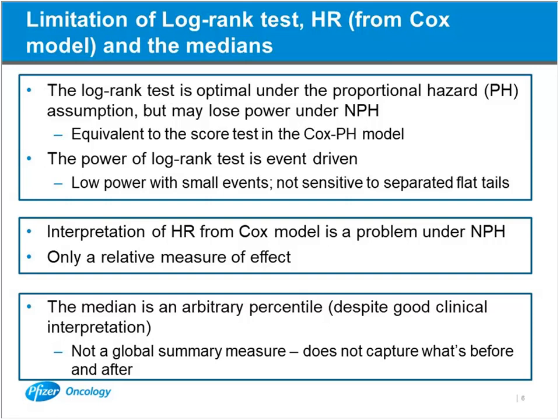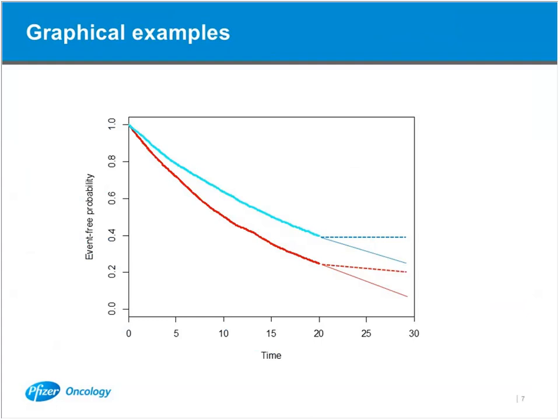The interpretation of hazard ratio from the Cox model is not easy when the proportional hazard assumption is not true. And it is a relative measure of effect without indication of benefit in absolute terms. On the other hand, the median is the most commonly used summary metric. However, statistically, it is just an arbitrary percentile and does not capture what's before and after, despite a good clinical interpretation. I want to show a couple of simulated graphical examples just to make these points more clear.